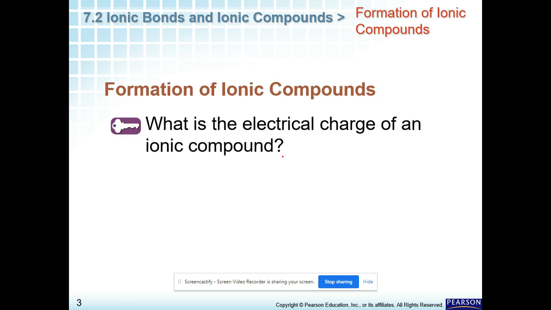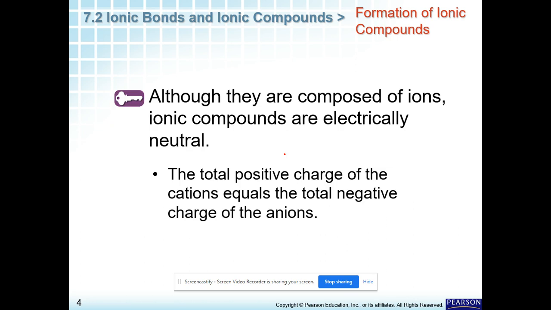So what is the electrical charge of an ionic compound if they are composed of these ions that have charges? Although they are composed of ions, ionic compounds are actually electrically neutral, which means that they have no charge. Why is this? They're made up of something that's positively charged and something that's negatively charged. Well, the reason is that the positive charge actually equals and balances out the negative charge that the anions provide. So again, positives and negatives cancel.